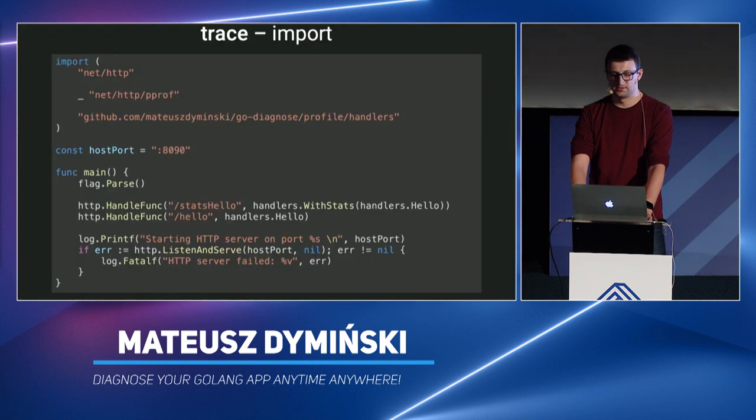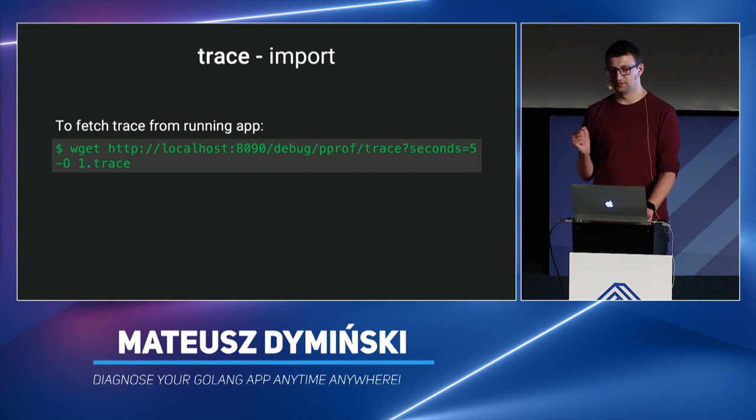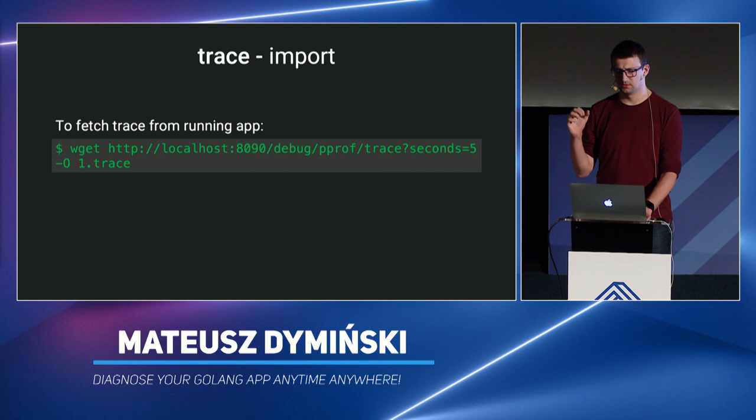With the import, same stuff, exactly the same thing. And we can see that this is a blank import, of course. How to do that? The difference is that with the Go tool trace, we don't automatically fetch this data. We need to first download it and then run tool trace to analyze it. So it's not one step.